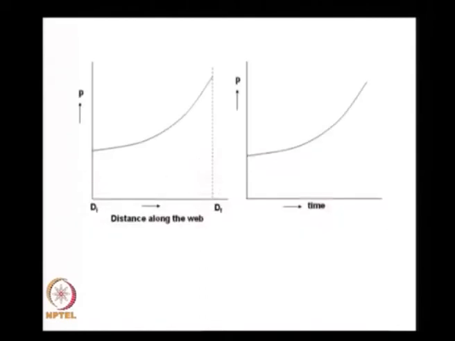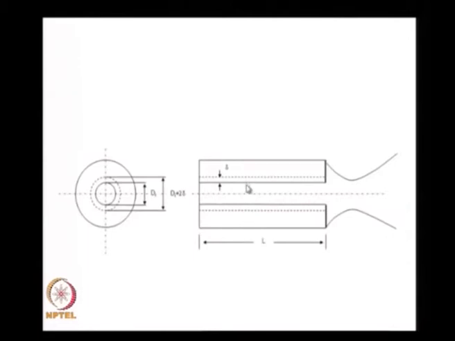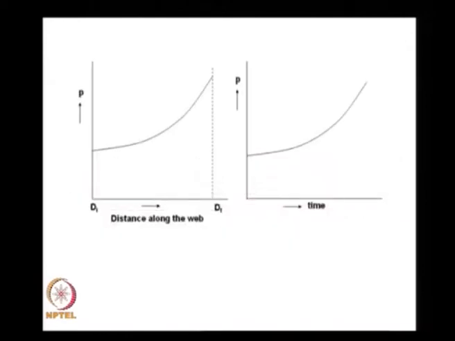Having said that, it is now possible for us to determine the pressure variation along the grain. Let us go back. The distance between the inner surface and the outer surface is what we call the thickness of the grain, and the minimum thickness is what is known as the web thickness. If this is the inner diameter and this is the outer diameter, the pressure keeps increasing, and therefore as distance along the grain increases, the time increases.